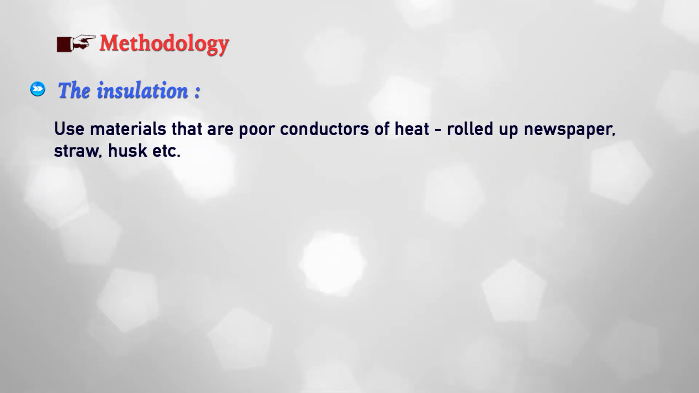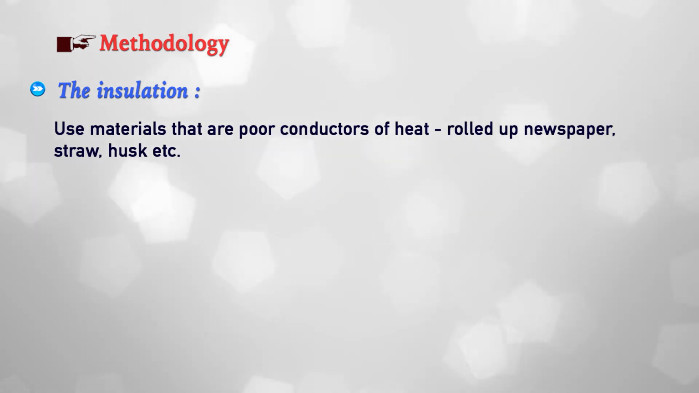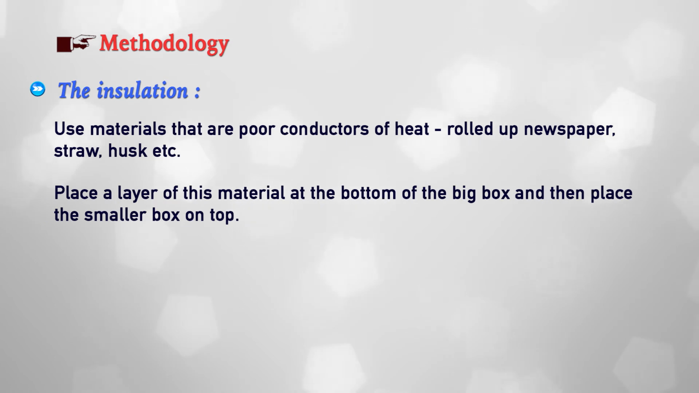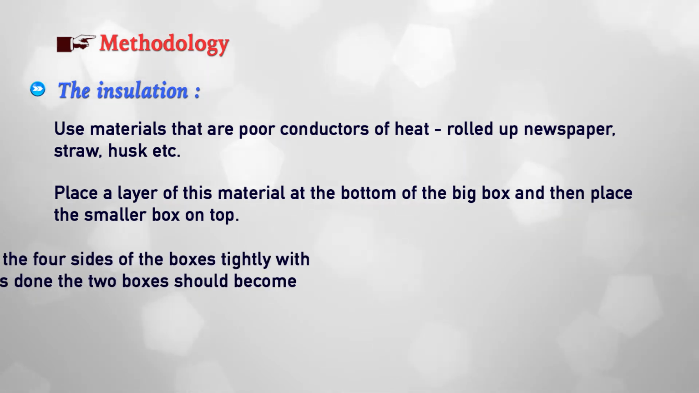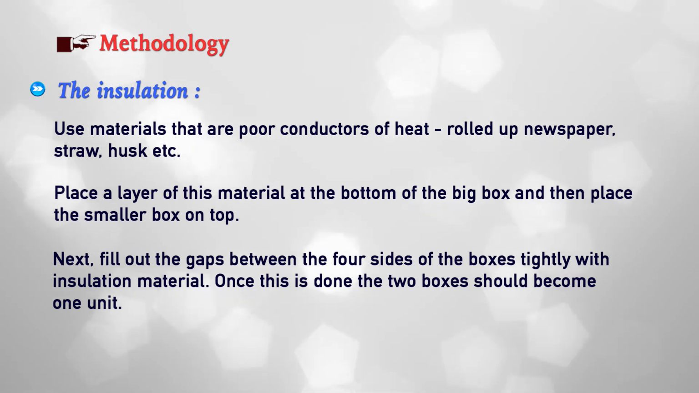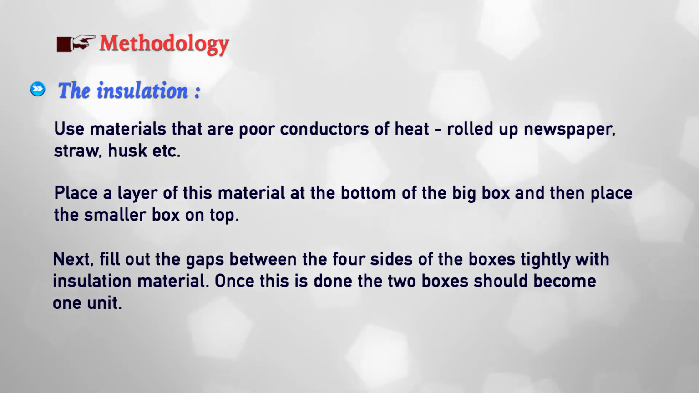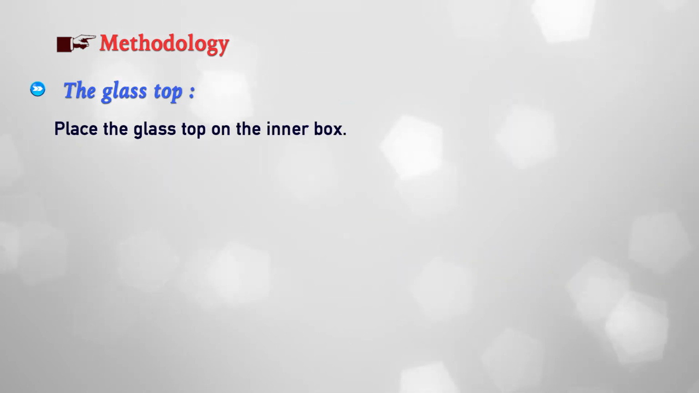Now we have to use the insulation also. For the insulation, use materials that are poor conductors of heat: rolled up newspaper, straw, husk. Place a layer of this material at the bottom of the big box and then place the smaller box on top. Next, fill the gaps between the 4 sides of the boxes tightly with the insulation material. Once this is done, the 2 boxes should become one unit. The glass top: place the glass top on the inner box.